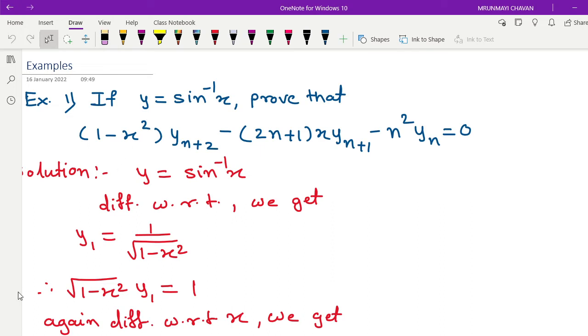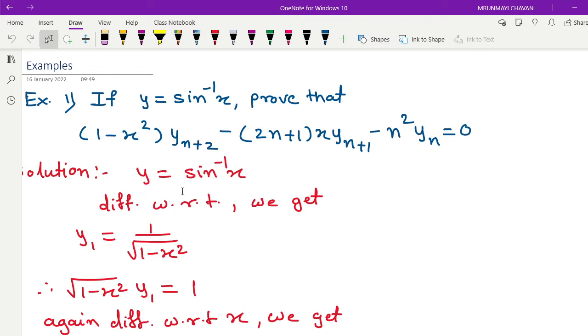So remember that in the statement or in the equation, if there is the n plus 2th derivative of y, then we have to differentiate y two times. When we get y2, then the nth derivative of y2 will be yn plus 2. So here we have to differentiate y two times.